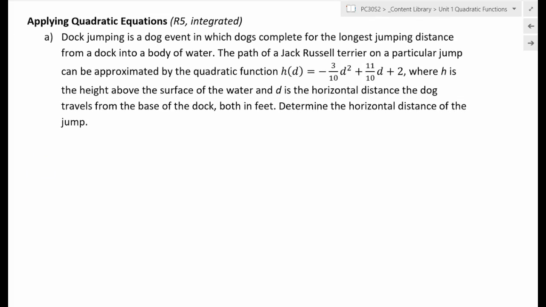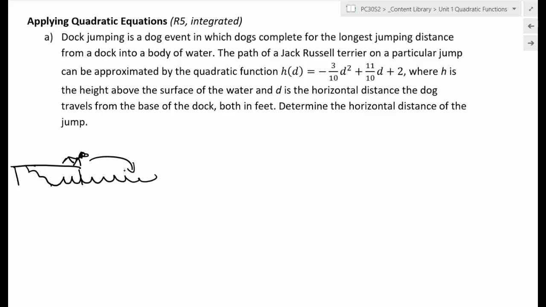So R5, our last outcome in this unit, is actually going to be integrated throughout all of our lessons. So we're seeing that here. So we're going to take our skills that we just learned, and we're going to apply them to a word problem. Dock jumping is a dog event in which dogs compete for the longest jumping distance from a dock into a body of water. So we're talking about some sort of structure coming off of the shore into water. And we've got our little dogs coming and they're jumping off of the dock and trying to see how far they go.